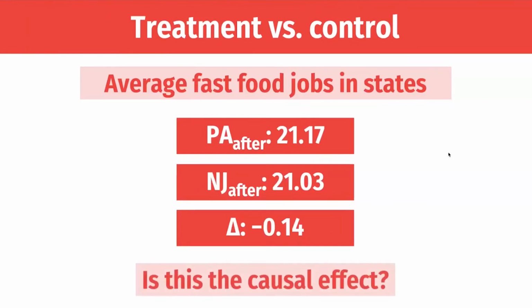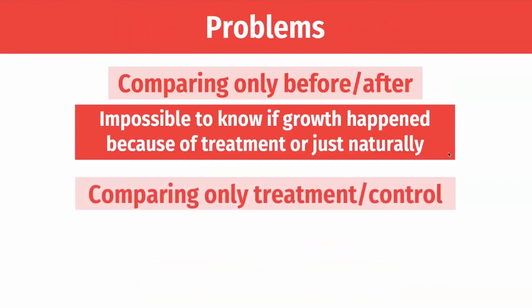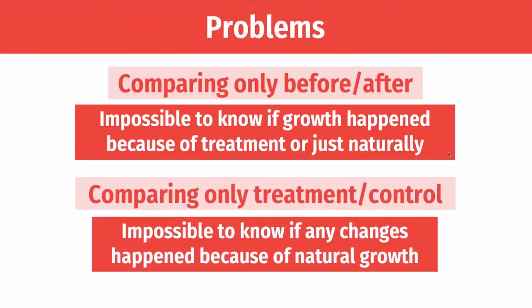No, because we don't know what happened in Pennsylvania before the change or New Jersey before the change. If we just look at before and after, you can't tell if any of the changes happened in New Jersey just because of natural growth. Maybe everybody had more jobs and the minimum wage had nothing to do with it. If you just compare treatment and control, you also can't tell if it's because of natural growth. You can't tell if Pennsylvania was also just growing by itself and had lots more jobs and New Jersey also did. So you can't just do before and after or just treatment and control. You have to do both at the same time.